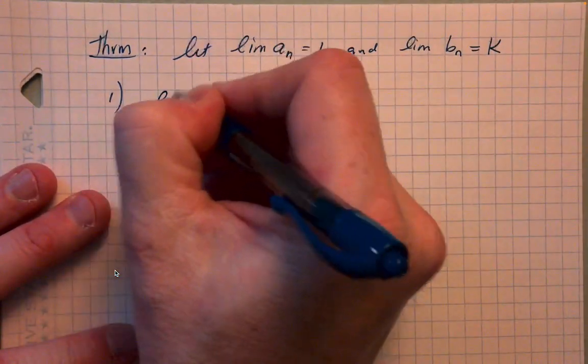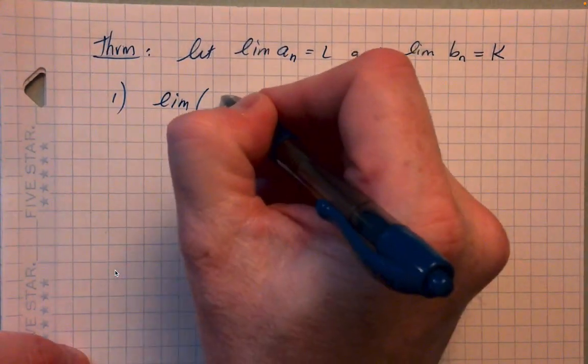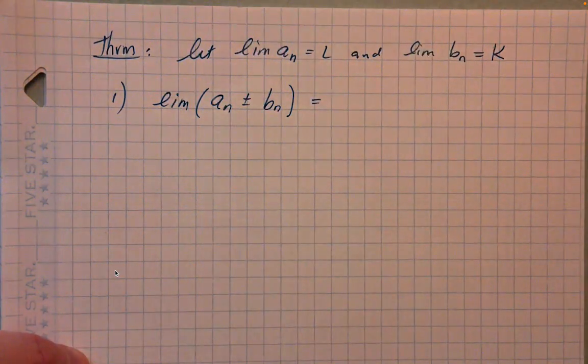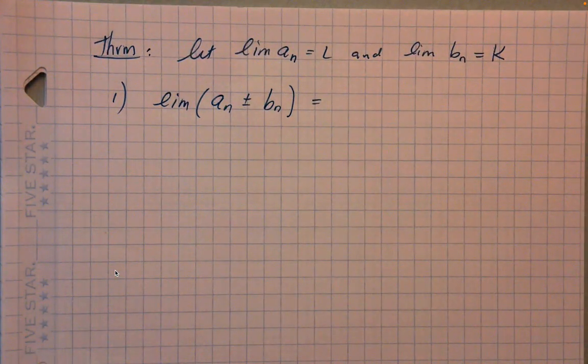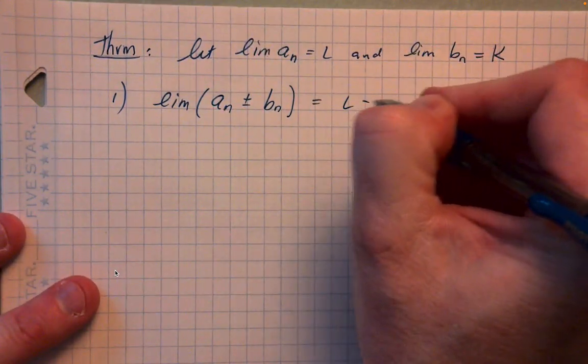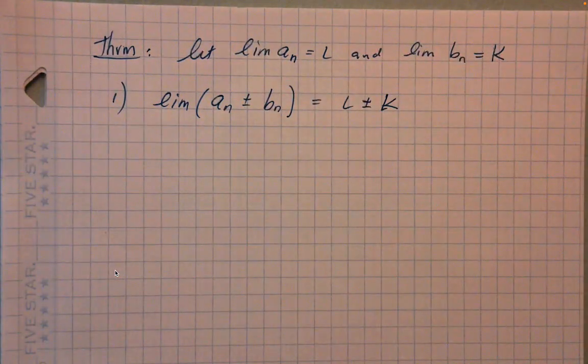Well, all of the conveniences that you would expect are going to emerge here. So a of n plus or minus b of n, that limit. If I take the terms of a and b and I add them, a1 to b1, a2 to b2, a3 to b3, or I subtract them, then it's the same as adding or subtracting the limits. Okay, so that's very nice.